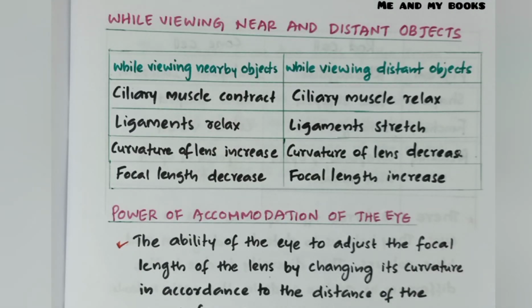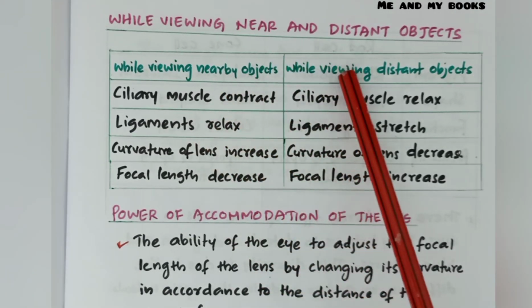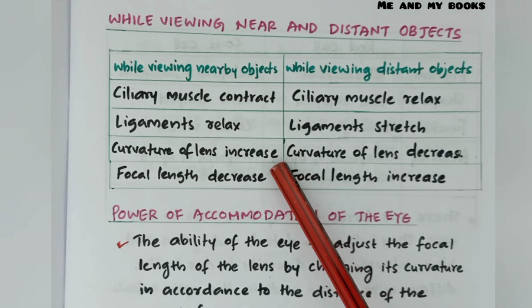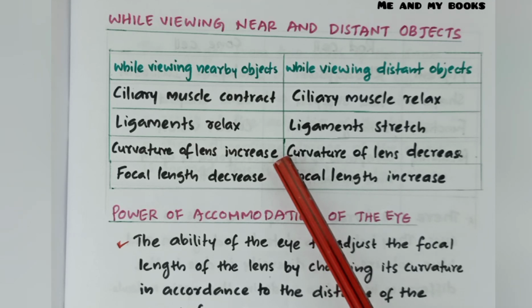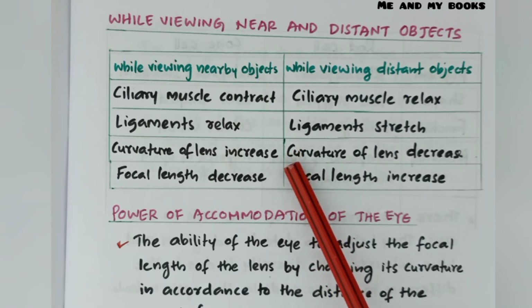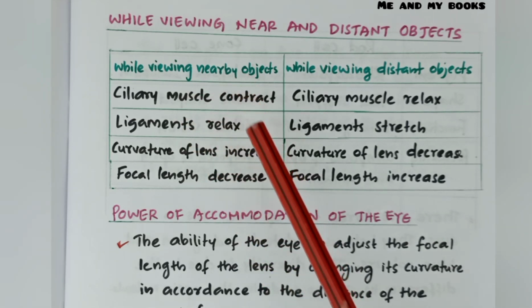While viewing near and distant objects, many changes happen in different parts of our eye like ciliary muscle, ligaments and curvature of lens. So these three parts adjust, which helps us to see near and distant objects. So what happens in these three parts? Let us see that. First one, while viewing nearby objects, what happens?